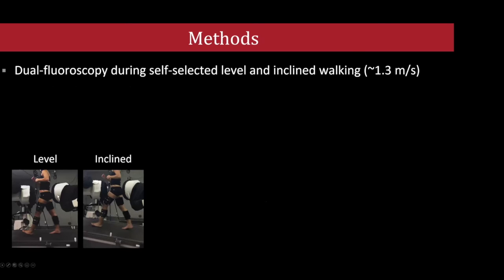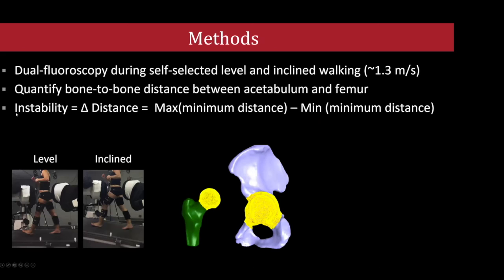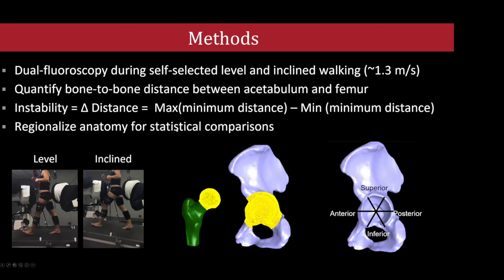Here we're focusing on level and incline walking only, and essentially what we're doing is we're quantifying the distance between the femoral head bone and the acetabular bone. To get an average instability value, we're defining it as a change of distance in that bone-to-bone distance, where you take the maximum of the minimum distance over the gait cycle and you subtract the minimum of the minimum distance over the gait cycle. Kind of confusing, but that's just our way of getting a single value for instability. And we have not implemented SPM fully into the lab yet. In this case, we're regionalizing the anatomy for statistical comparisons.